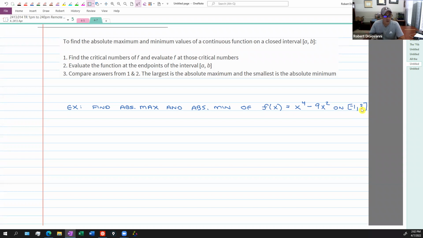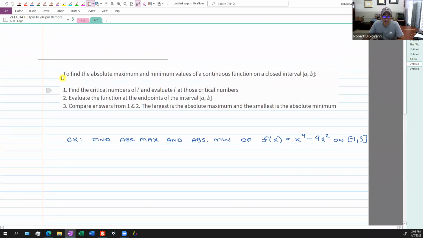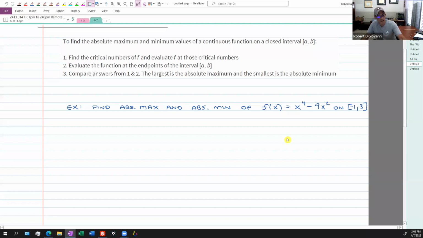So we are going to use this method because we have a function, right? This function is continuous. How do I know that that's a continuous function? How do I know that this right here is a continuous function?